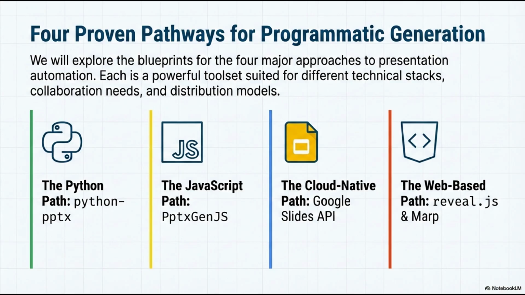So we've talked about why automating presentations is powerful, saving time, ensuring consistency, and creating truly data-driven narratives. But how do you actually achieve this? That's where these 4 proven pathways for programmatic generation come in. We've explored the landscape of presentation automation and distilled it into these major blueprints. Each offers a powerful toolset specifically designed to align with your existing technical stack, your team's unique collaboration needs, and your desired distribution models. There's no one-size-fits-all, but rather a spectrum of robust options to choose from.